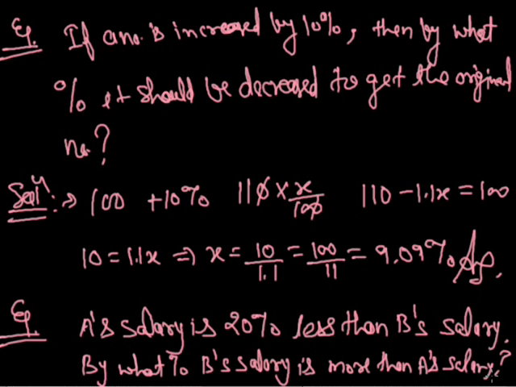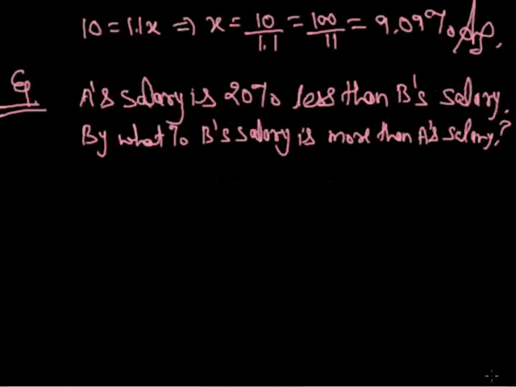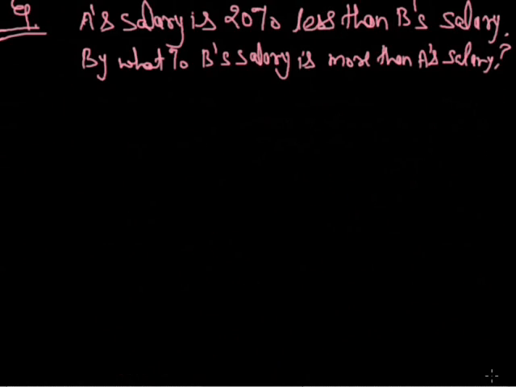Again, general students say that if A's salary is 20% less than B's salary, that means B's salary is 20% more than A's salary. No, we are wrong. If you are doing the same, then we are wrong. If we are saying that A's salary is 20% less than B's salary, then the basis is B here. That means we are to compare from B's salary. Now, if we are saying how much B's salary is more than A's salary, then the basis is now A's salary. Now we have to calculate on A's salary.